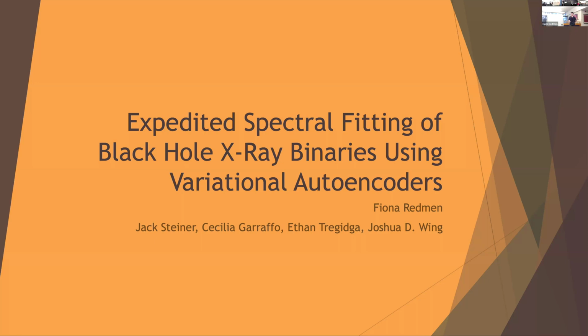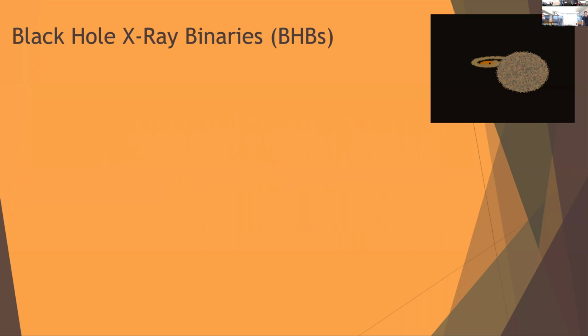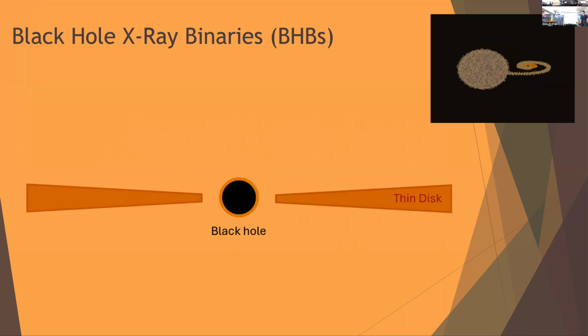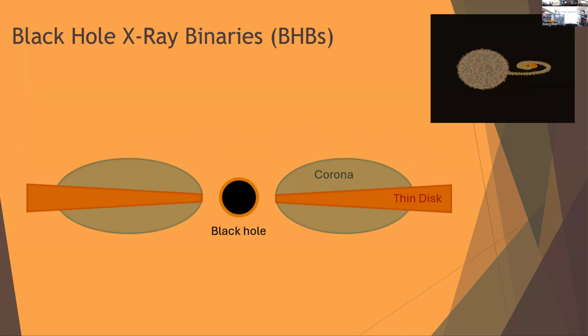Okay, so my project is on spectral-fitting black hole X-ray binaries using machine learning. Black hole X-ray binaries essentially consist of a black hole with a companion star orbiting and accreting matter onto it. The accretion mechanism can be modeled using 2 components: we have this thin disk, which is optically thick, geometrically thin, and this hot corona of electrons.